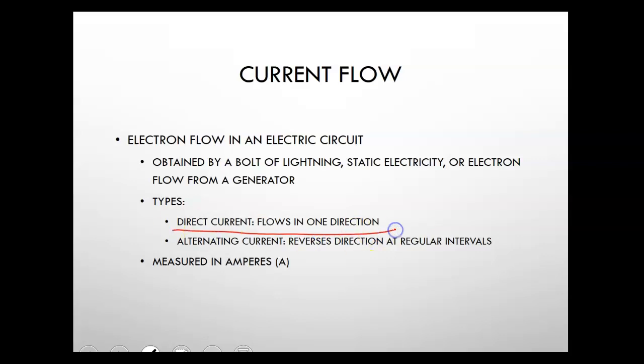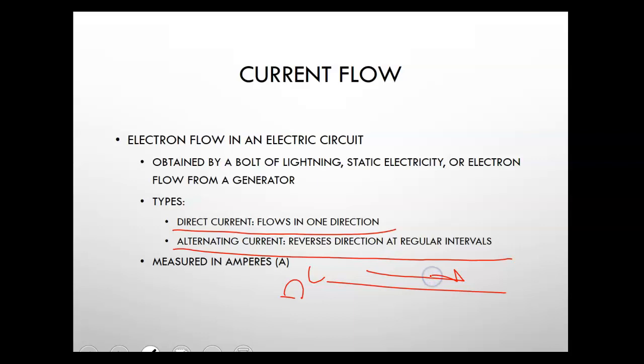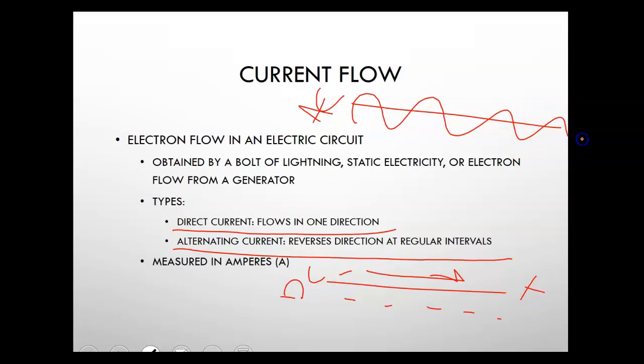Direct current is flow in one direction, from positive to negative. Alternating current, we have a wave. So if this is DC, going in one direction, from negative to positive, we have small little charges of current. If this is AC, alternating current, we have a wave. We go back from positive to negative.